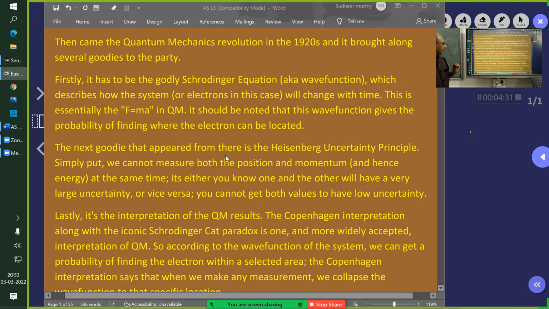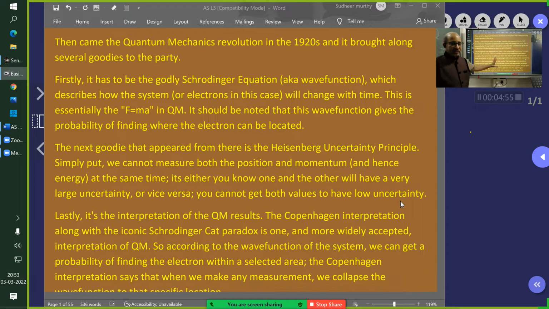Okay. So the next goodie that appeared from there is Heisenberg's uncertainty principle. Simply put, we cannot measure both the position and the momentum, and hence energy, at the same time. It is either one, the other will have a very large uncertainty, or vice versa. You cannot get both values to have low uncertainty. I suppose this sentence is very clear. Yes. Yeah.